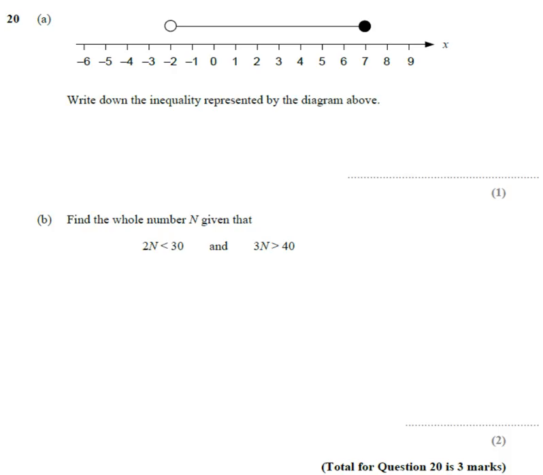If we look here, total marks for question 20 is 3 marks, so it means that we don't have to do too much thinking. It's going to be straightforward, either we know what we're doing or we don't. So these are easy marks to pick up in the exam. If we just look at question 20A to start with, we have here at -2 a circle that's open, and at number 7 we have it closed here.